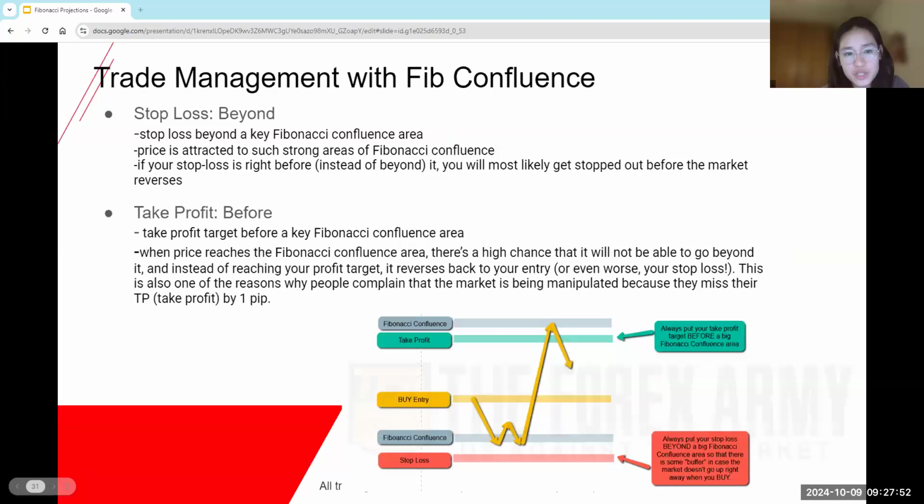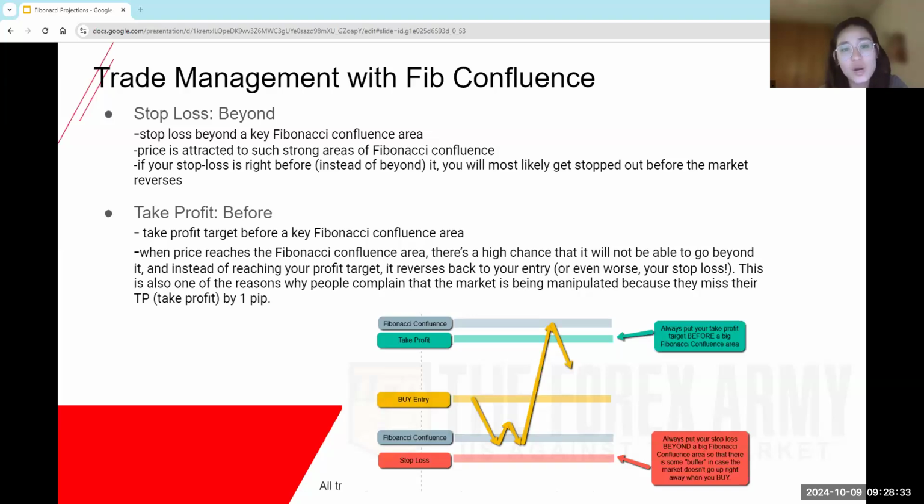Okay, so some trade management techniques when it comes to Fibonacci confluence. Now that we know how to identify a Fibonacci confluence, these levels are important because prices tend to get attracted to it, but it might not be able to go beyond it. So that's why we will typically advise you to place your stop loss beyond a key confluence area. As I mentioned, the reason for this is because more often than not, price is attracted to such strong areas of Fibonacci confluence. So if your stop loss is right before instead of beyond it, you will most likely get stopped out before the market reverses.